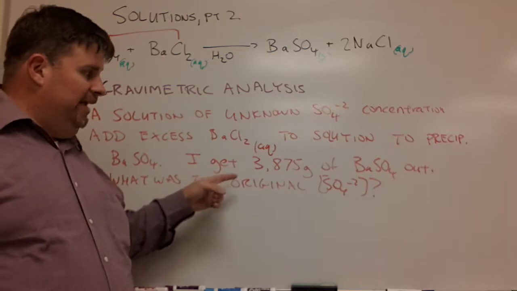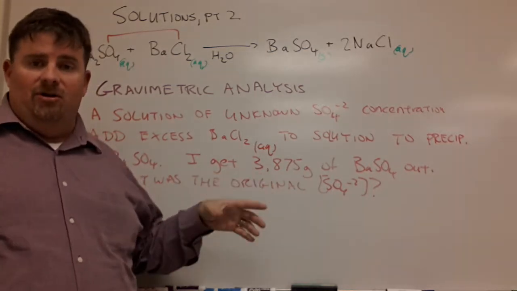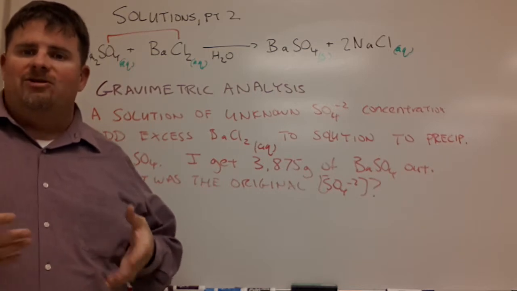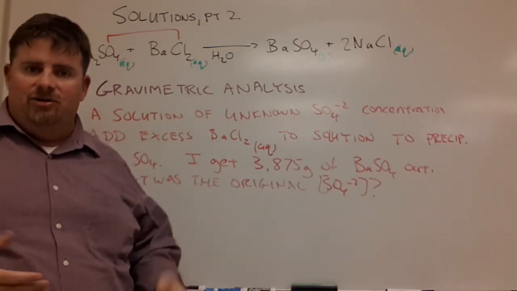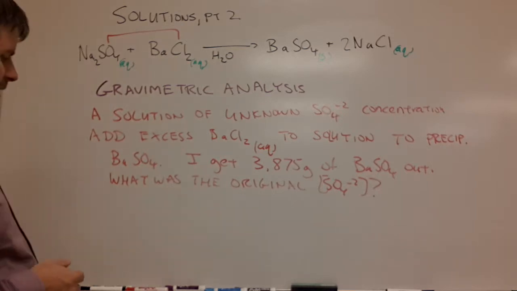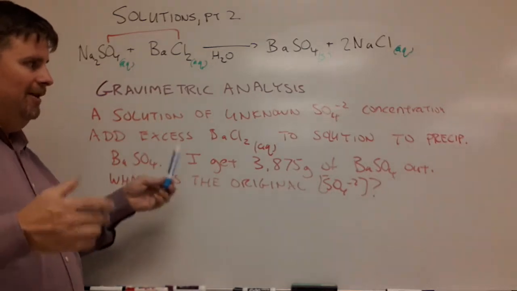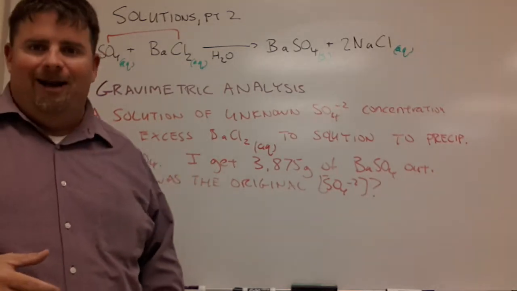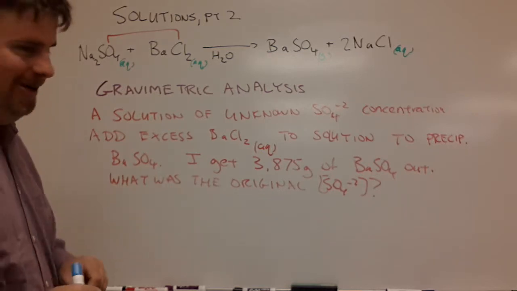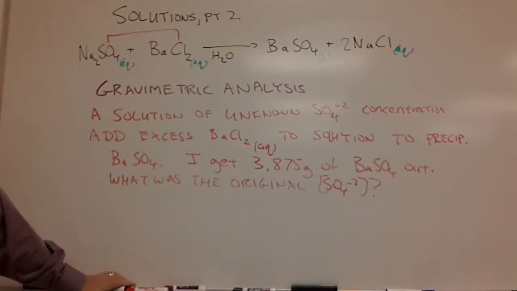So the mass that I get out here is the sum total of all of that barium sulfate that comes out of the solution, or all of the sulfate ion that was originally in that solution. Okay? So how do we solve this at this point? Let's throw out a couple of solutions, okay? All right, so how do we want to approach this problem?